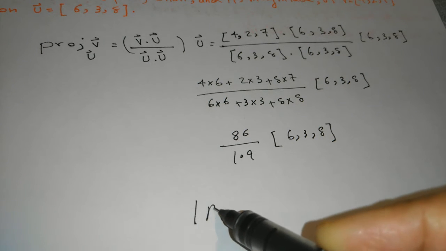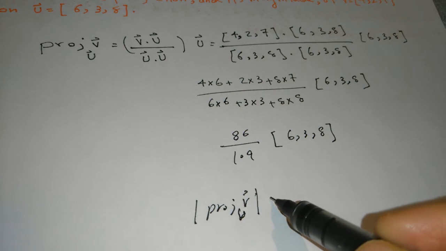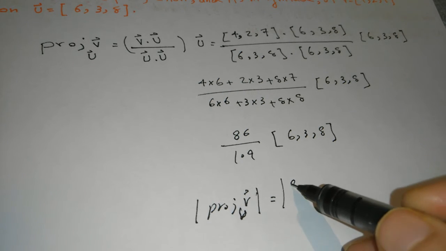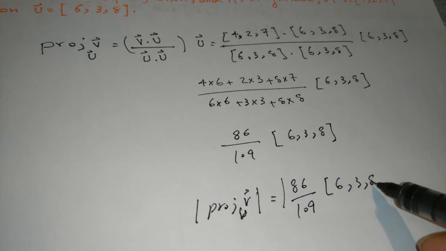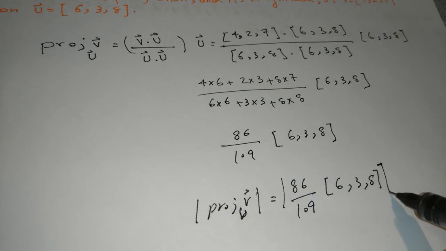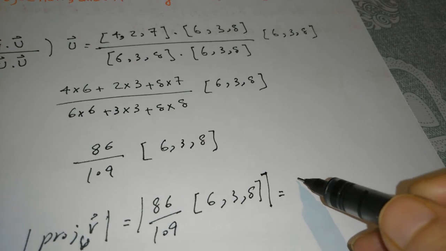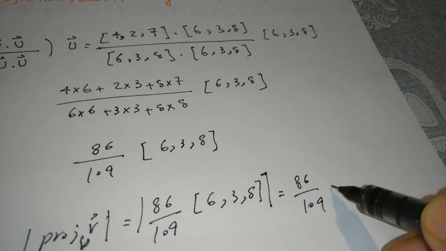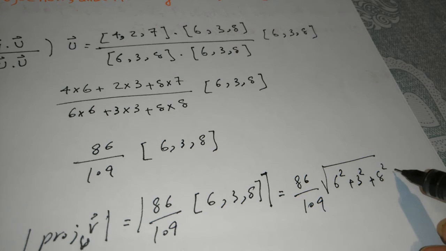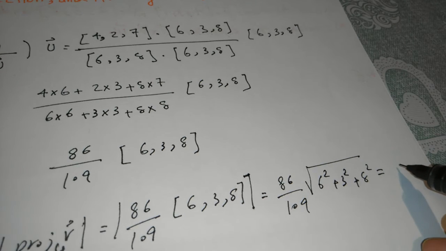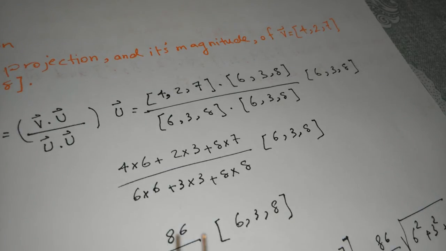If you want to find the magnitude of that, you know what to do. So the magnitude of the projection of v on u is just equal to the magnitude of this: 86 over 109 times the magnitude of <6, 3, 8>. The magnitude of this is going to be the square root of 6 power 2 plus 3 power 2 plus 8 power 2, which, if you do it, is going to be 8.2.